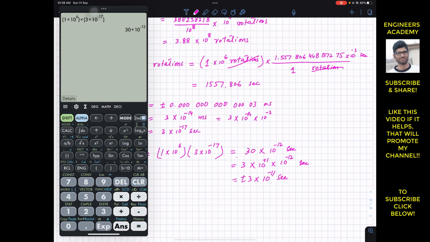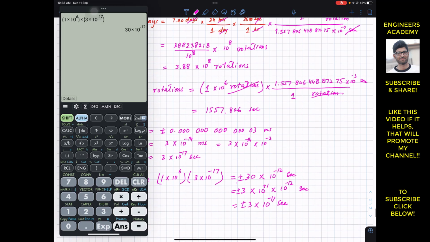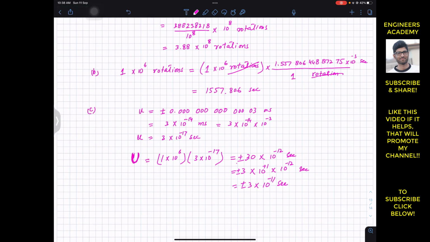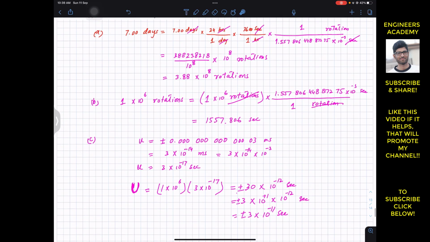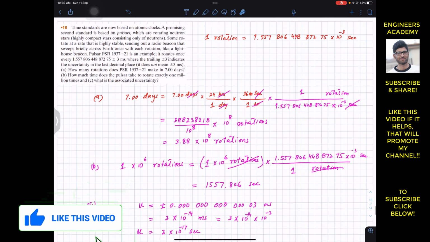This is plus minus, right? This is uncertainty, so this is plus minus. So the total uncertainty in the final reading, that is 1 million rotations, is plus minus 3 into 10 raised to the power minus 11 seconds. So this is the solution of this particular problem.